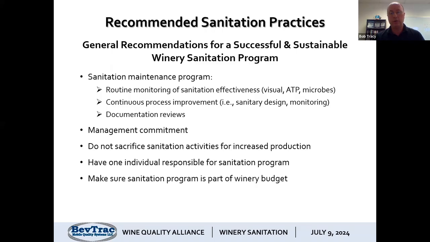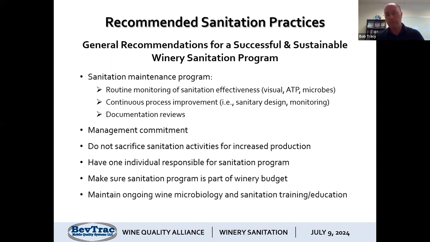Make sure the sanitation program is part of the winery budget. You should allocate certain funds each year for sanitation, and that way you know that money is going to improve your sanitation. Maintain ongoing wine microbiology and sanitation training and education, which is what you're doing here. So make sure you review.